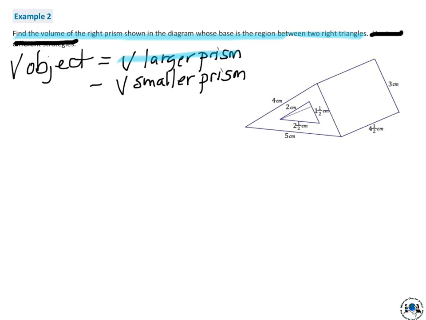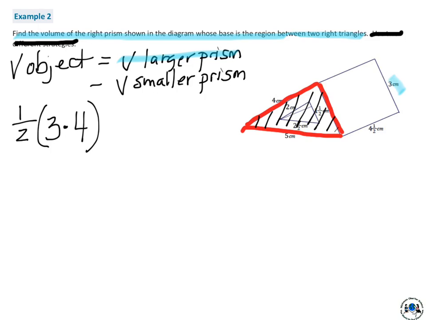The volume of the larger prism. Okay. Again, is 1/2. The base is 3 right there because we said that is the base, because we can see that's a right triangle. So therefore, that's going to be the base times the height. Okay. So that's going to give us that whole thing there. 1/2 of base times height.